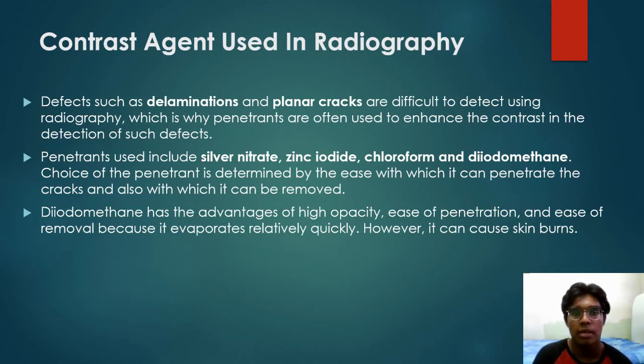The last one is contrast agents used in radiography. Defects such as delamination and planar cracks are difficult to detect using radiography, which is why penetrants are often used to enhance the contrast in the detection of such defects. Penetrants that are usually used are silver nitrate, zinc iodide, chloroform, and diiodomethane. The choice of penetrant is determined by the ease with which it can penetrate the crack, and also the ease with which it can be removed.